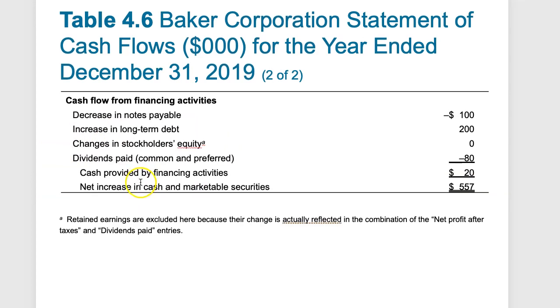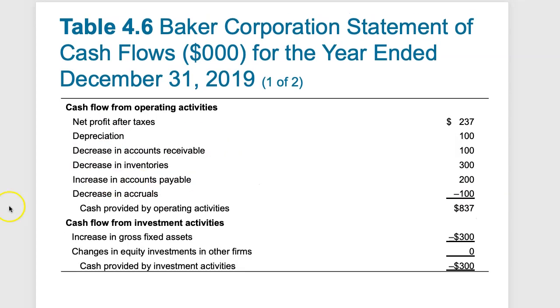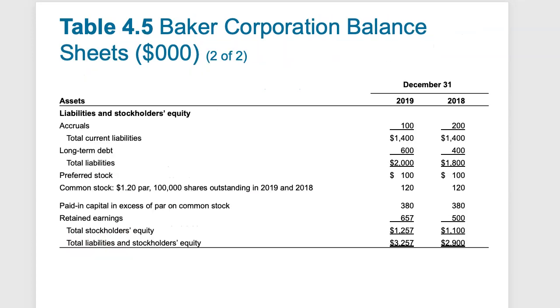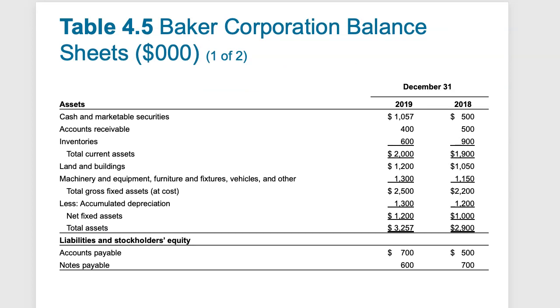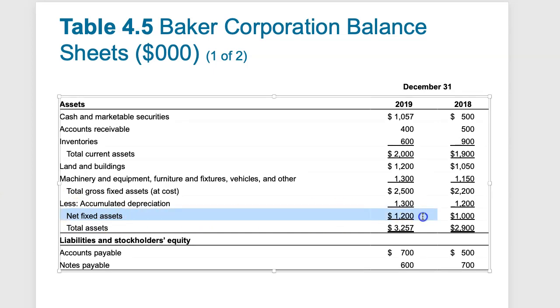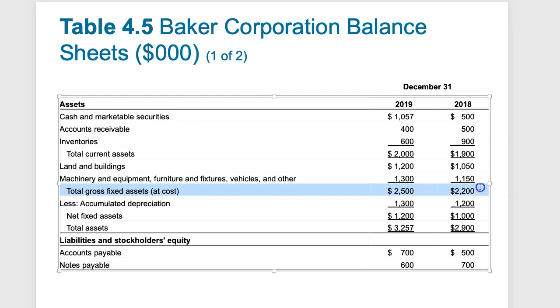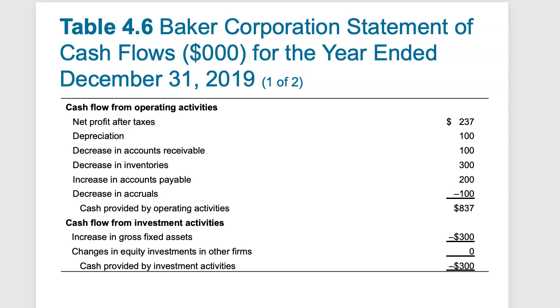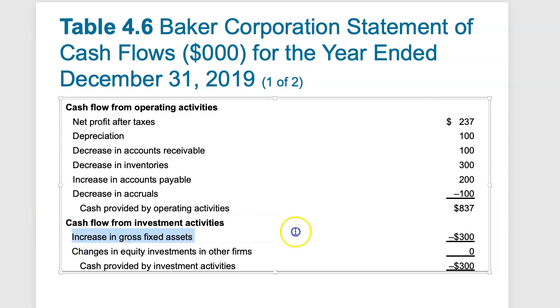I just want to clarify something I was talking about earlier. Let's go back up to the balance sheet. I might have mixed it up before, but the net fixed assets here includes depreciation, so we don't want to use that. We want to use the total gross fixed assets, the change in the total gross fixed assets here, when we do the cash flow statement, the change in investing activities.